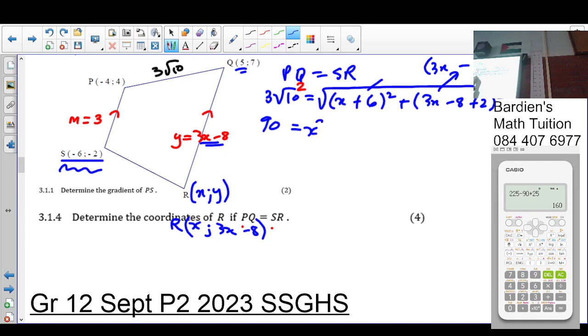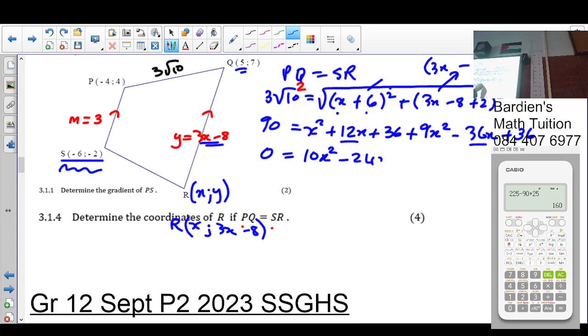So it's going to be x squared plus, that times 2 is going to give you 12x plus 36 plus 3x whole square is going to give you 9x squared. 3x times negative 6, negative 18 times 2 is negative 36x plus 36. Is that correct? 18 times 2 should be 36. Okay, so I'm going to add like terms, so it's going to give you 10x squared. Those two are like terms, so it's going to be negative 24x.